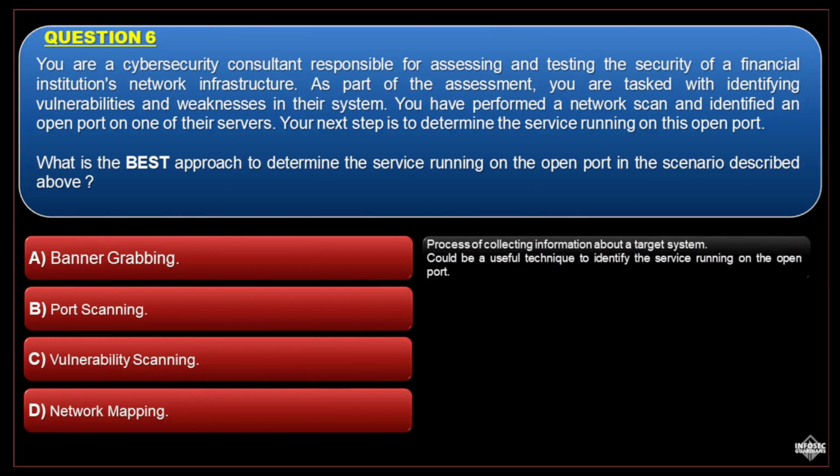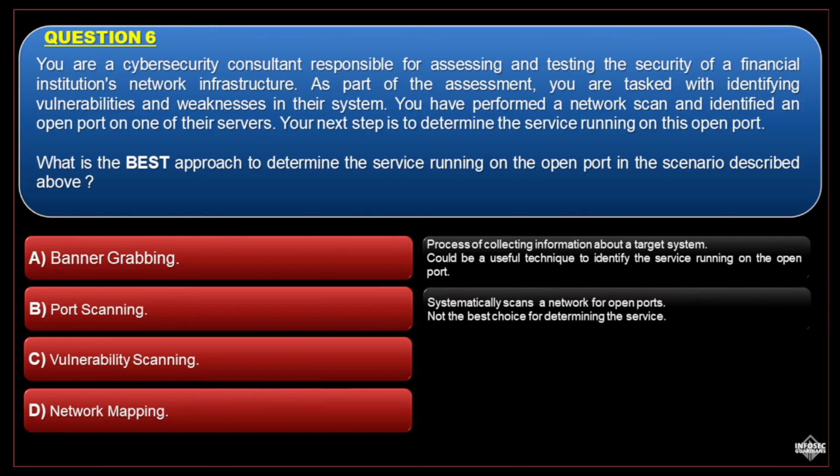Option A, banner grabbing. Banner grabbing is the process of collecting information about a target system, such as service and version details, by analyzing banners or headers provided by the system. In the context of the scenario, banner grabbing could be a useful technique to identify the service running on the open port. It can provide information about the specific service and version. This option is a valid approach.